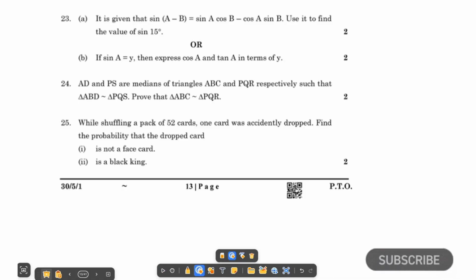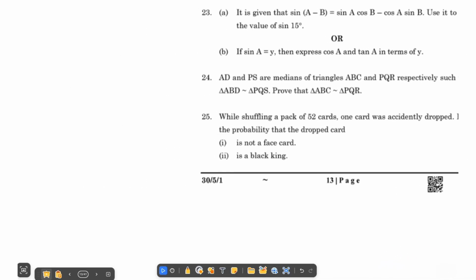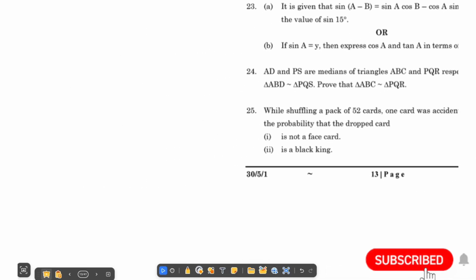Next, the 24th question: AD and PS are medians of triangles ABC and PQR respectively, such that triangle ABD is similar to triangle PQS. Prove that triangle ABC is similar to triangle PQR. We will understand this only with a drawing. So let there be two triangles, ABC and PQR.